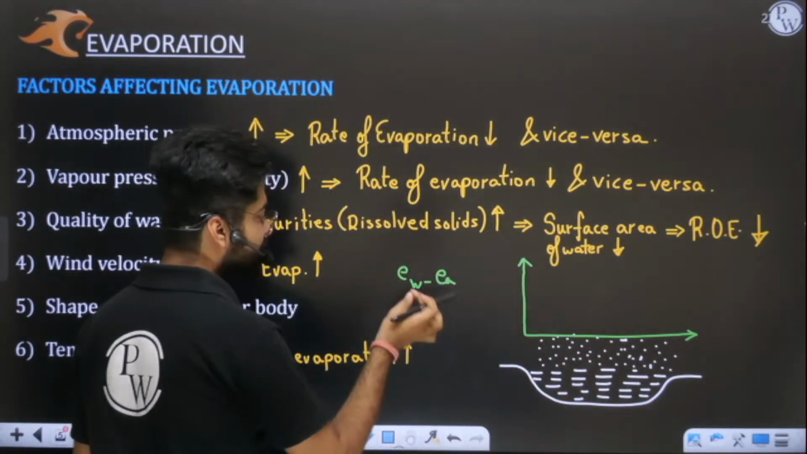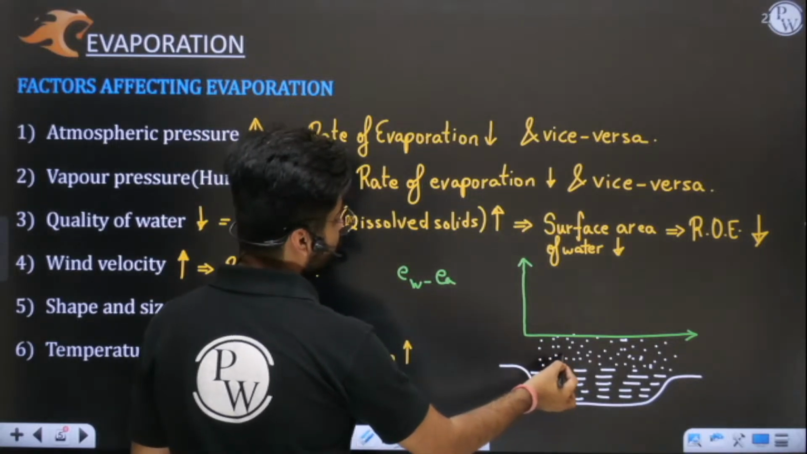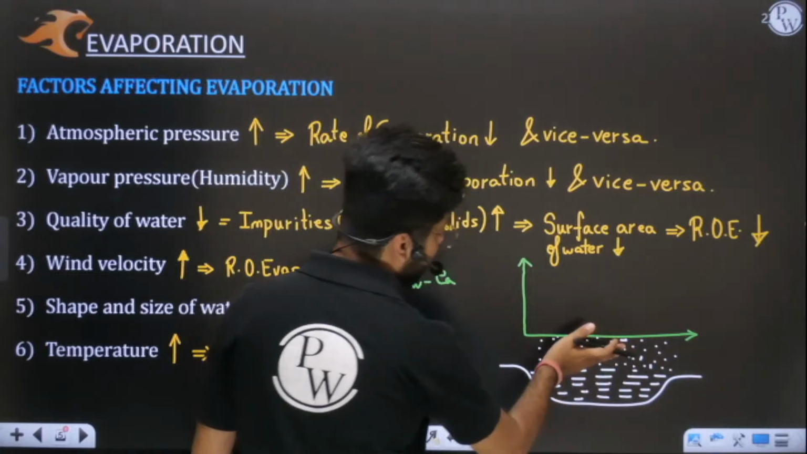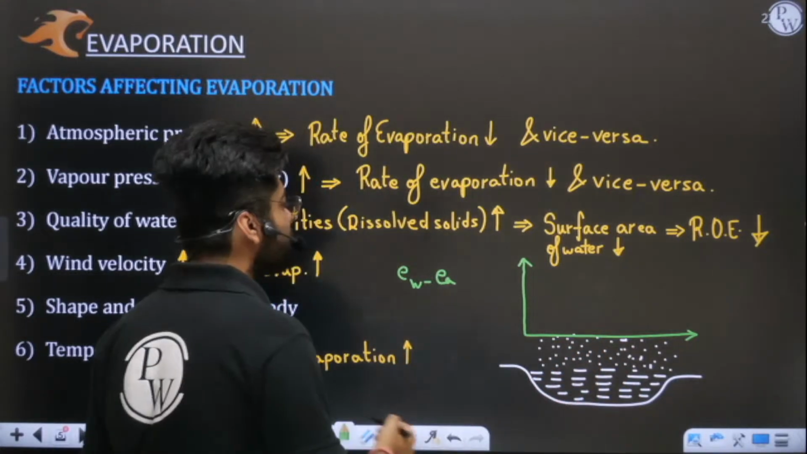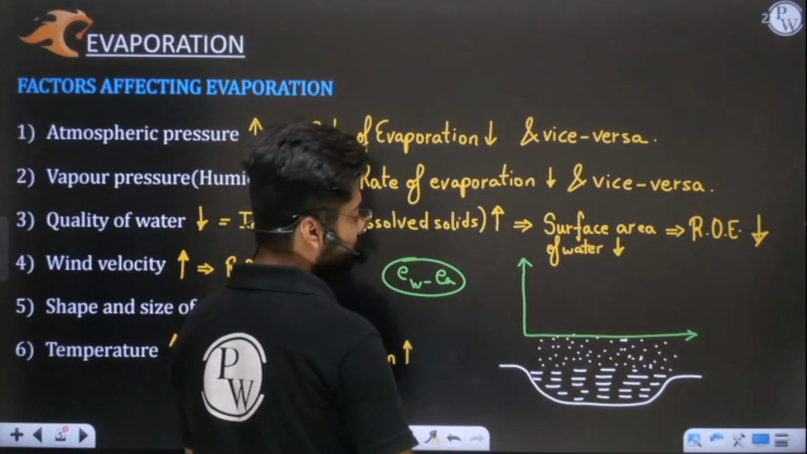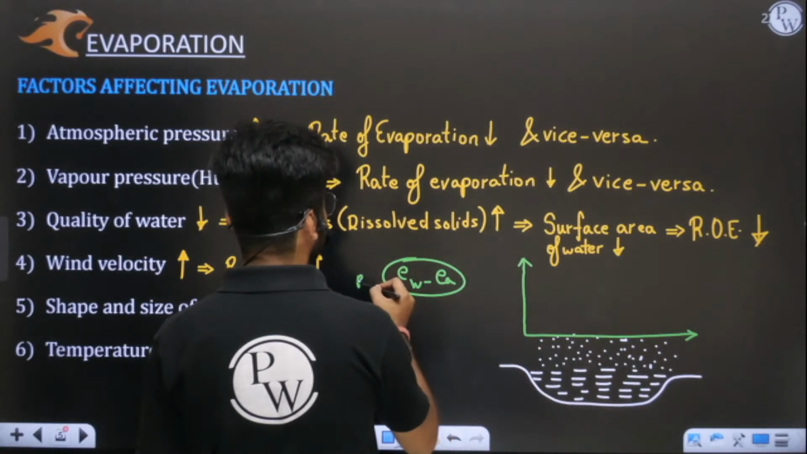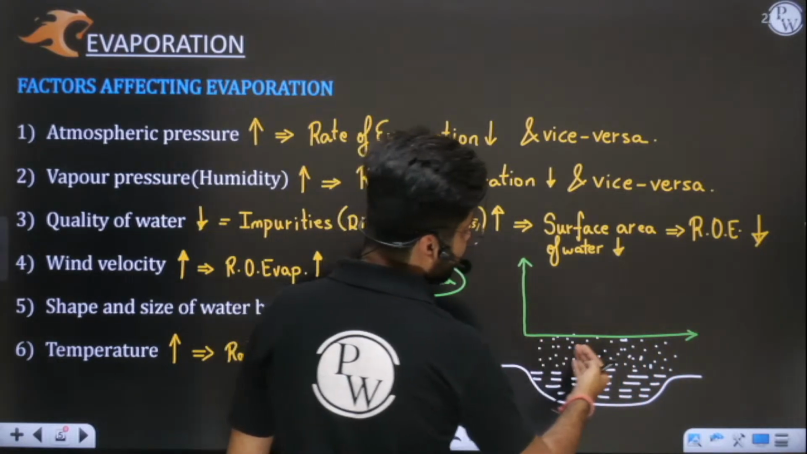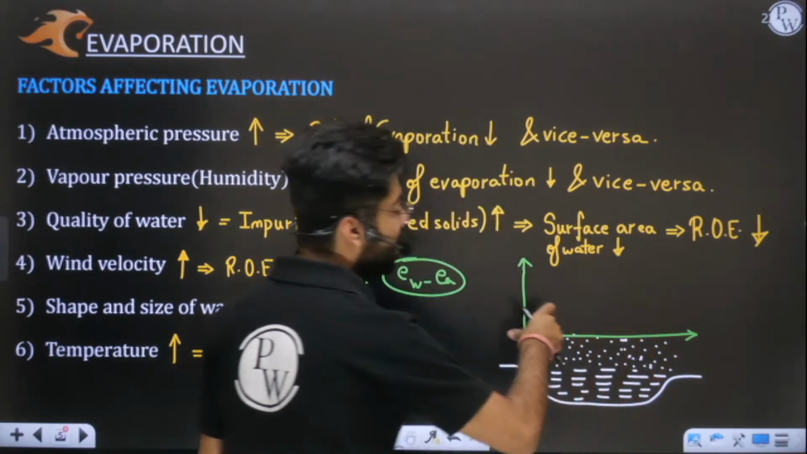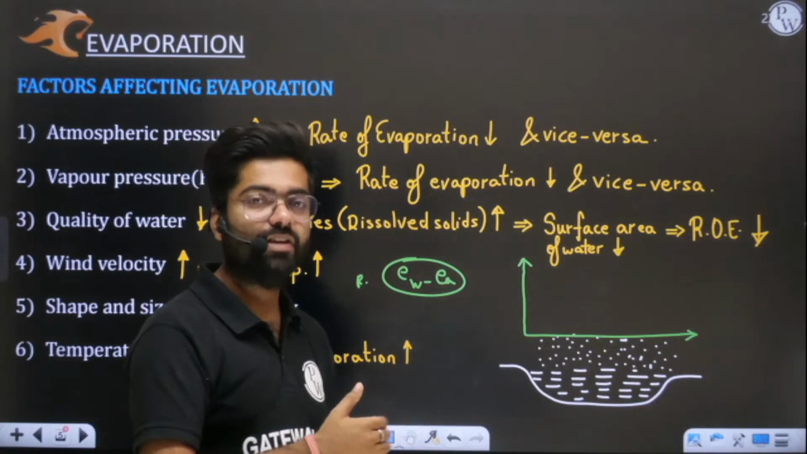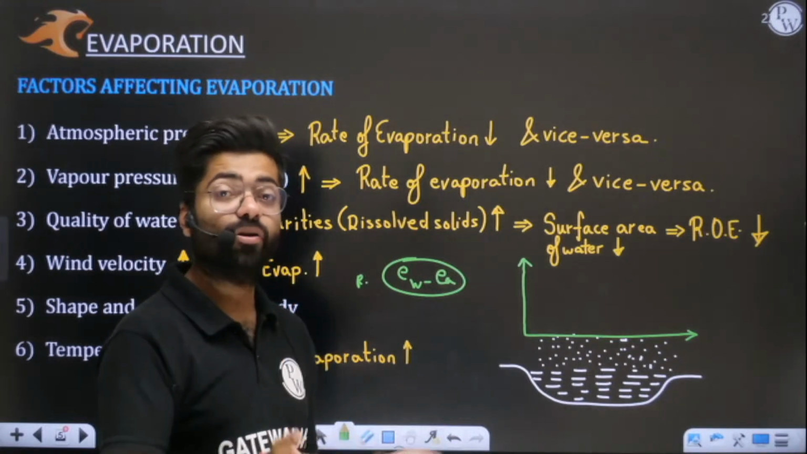Initially saturation deficit is very low. Why? Because saturation evaporation and actual evaporation are the same. The entire air above the water body is saturated, so saturation deficit is very low. There is no deficit of moisture here, so obviously the rate of evaporation will be less. But when wind blows in this direction, this moisture will get cleared up, air will become dry, and when air becomes dry, there will be more scope for moisture to evaporate again.